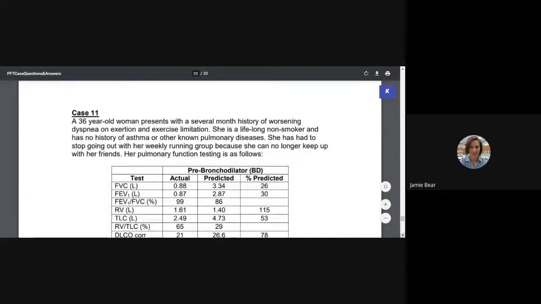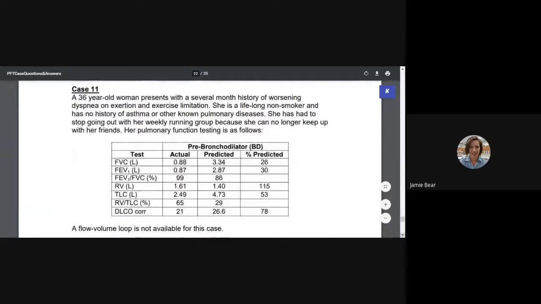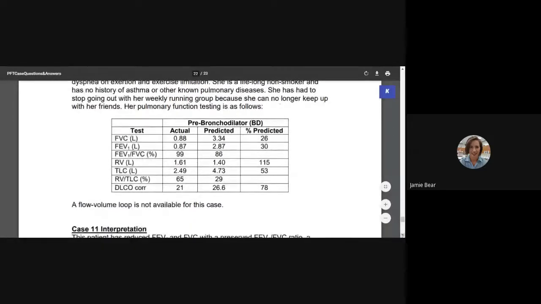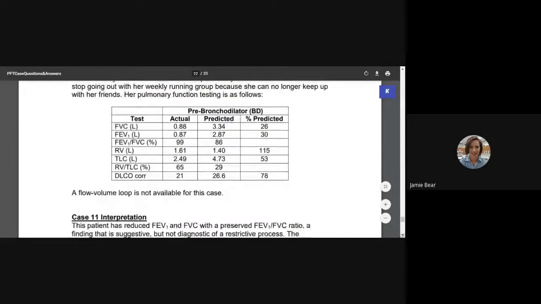Case 11, a 36-year-old woman presents with a several-month history of worsening dyspnea on exertion and exercise limitation. Lifelong non-smoker, no history of asthma or known pulmonary disease. She's had to stop going out with her weekly running group because she can no longer keep up with her friends. Her PFTs are as below.